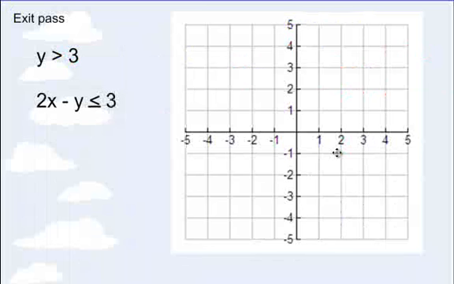I do have an exit pass tacked on here, so I do want you to try it. Remember, we have either a vertical or a horizontal line here. If you're not sure, look at the example that we did that had one of those and use your noggin from there.